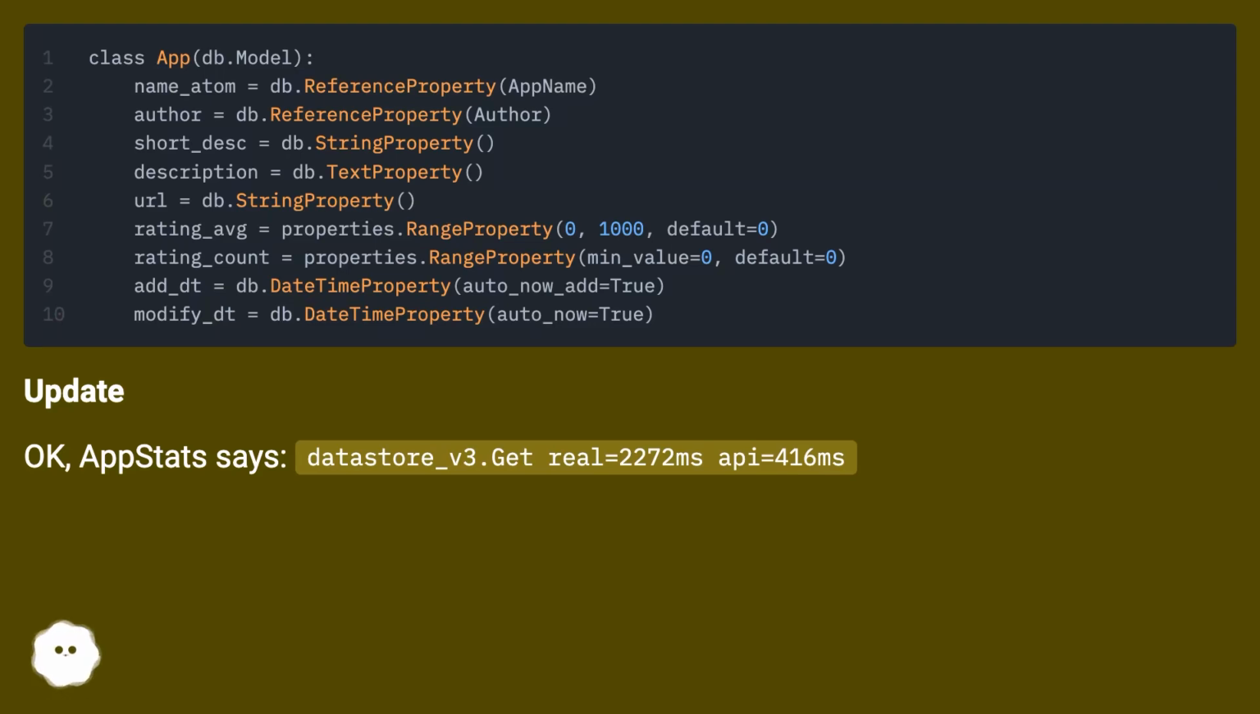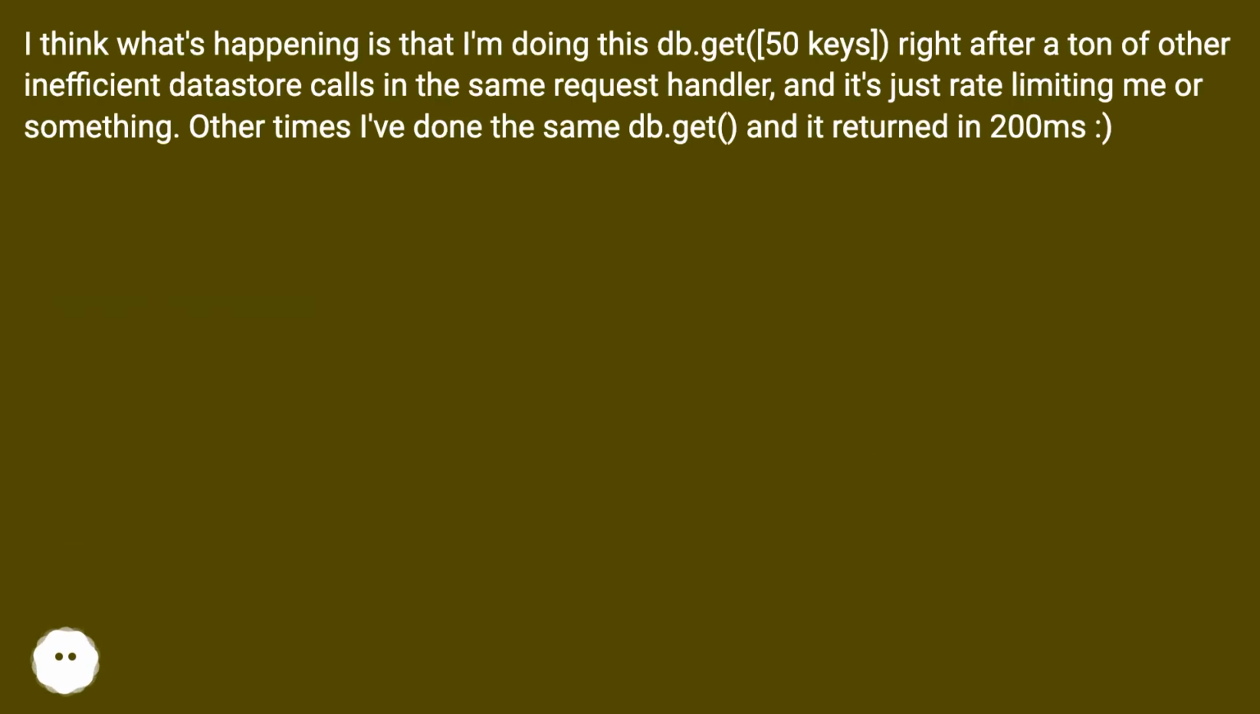Update. Okay, AppStats says datastore_v3.Get real=2272ms api=416ms. I think what's happening is that I'm doing this db.get of 50 keys right after a ton of other inefficient datastore calls in the same request handler, and it's just rate limiting me or something. Other times I've done the same db.get and it returned in 200 milliseconds. Smiley face.